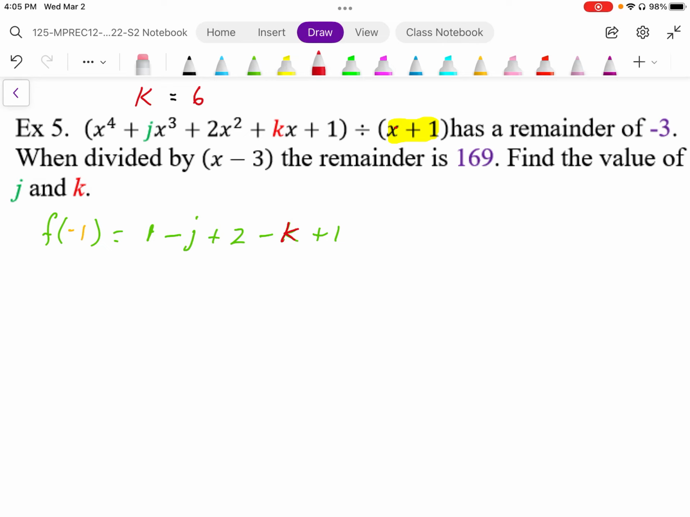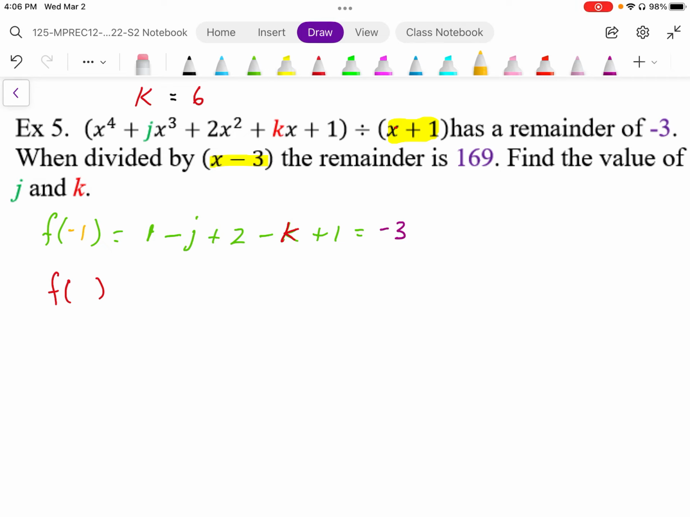So when I do that, I get it equal to the remainder of -3. So that's equal to -3. I'm going to come up with a second equation based on the other statement there. So I could also plug in x equals 3, and I get a remainder of 169.